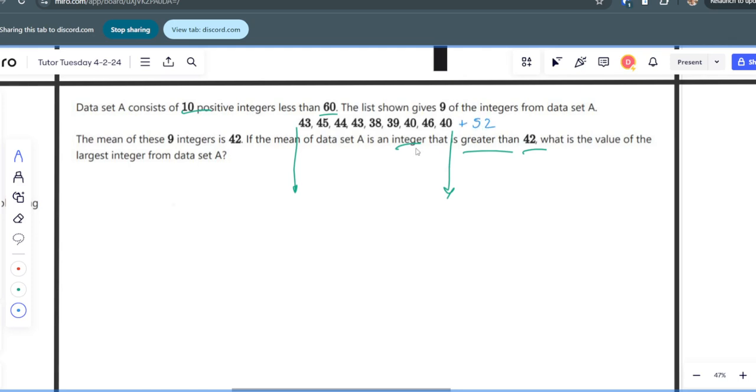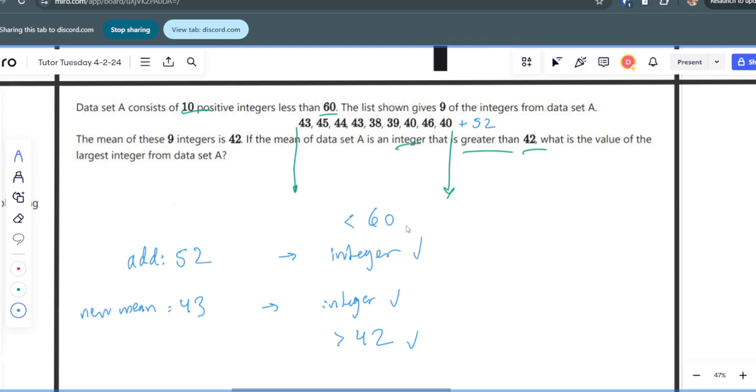plus 52. When you add 52, you'll notice that the new mean of this 10 items is going to be 43. So that definitely matches, that's an integer. So we add 52. The only criteria for this is that it has to be an integer, which it is. We can verify that the new mean, which is 43, is both an integer and greater than 42. That's true. And also our data point 52 is less than 60. So all of these criteria are hit when the largest integer that we add is 52.